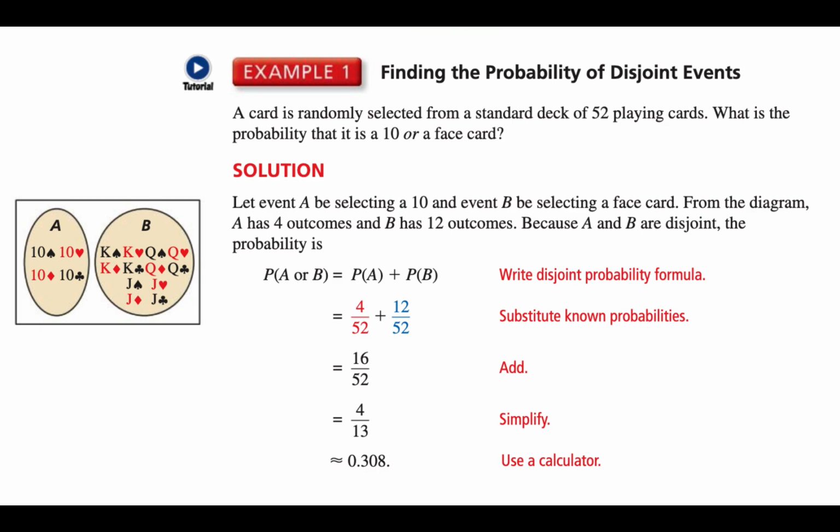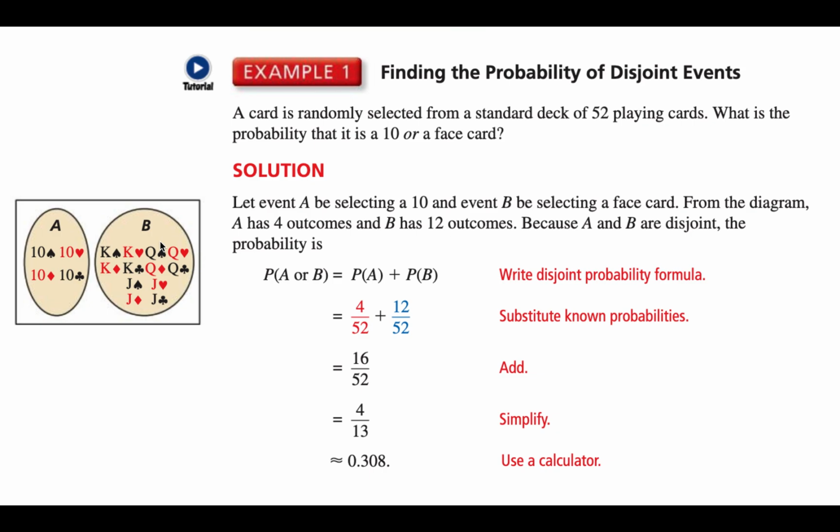Okay, so what do disjoint events look like? Example 1 covers that. A card is randomly selected from a standard deck of 52 playing cards. What is the probability that it is a 10 or a face card? Now, these events, the event that it's a 10 and the event that it's a face card, are disjoint. The reason being, it can't be both a 10 and a face card. That's impossible. Either it's one of these 4 cards that's a 10, or it's one of these 12 cards that's a face card. Can't be both.